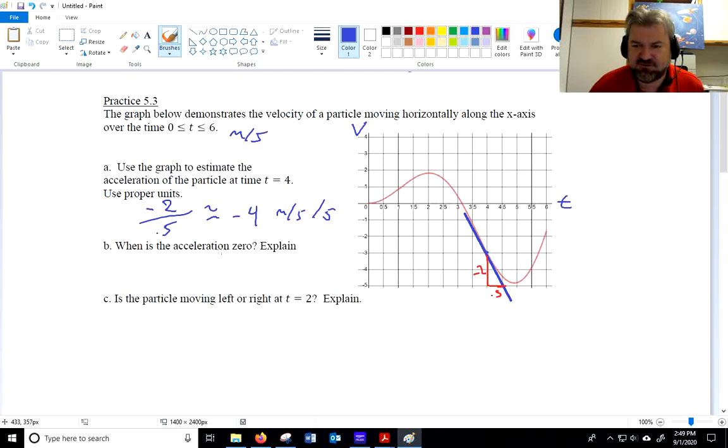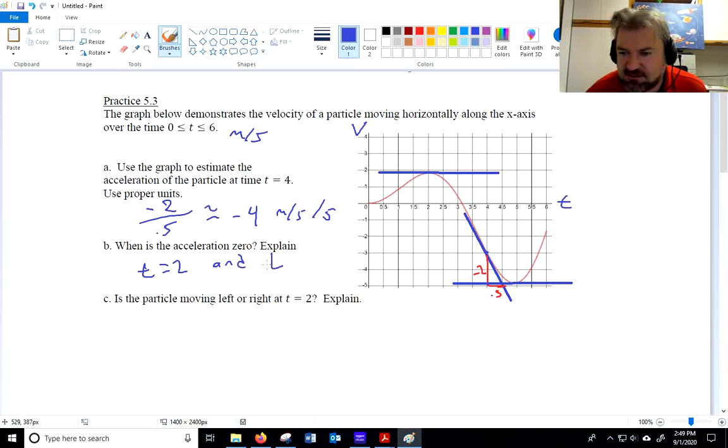What is the acceleration 0? Well, the acceleration is going to be 0 whenever the rate of change is 0, which means that the tangent line has a slope of 0, and that's going to occur here and here at approximately, and I'm not being exact here, t equals 2, and it looks like t equals 5.